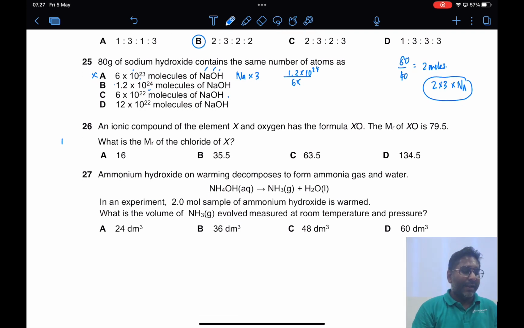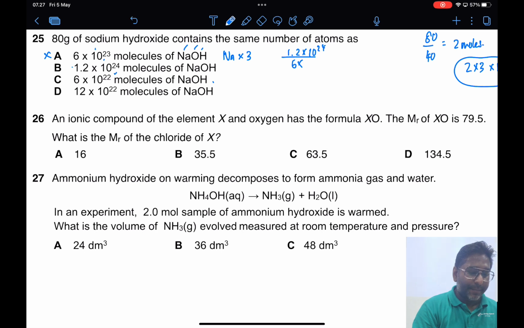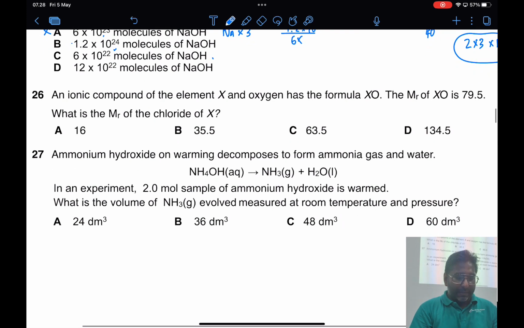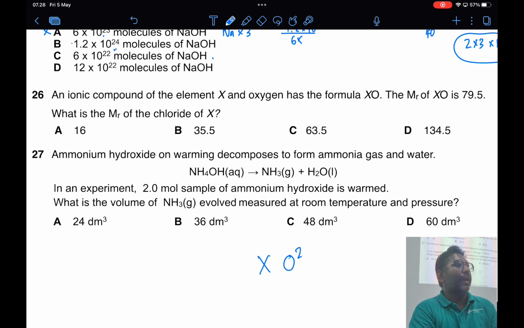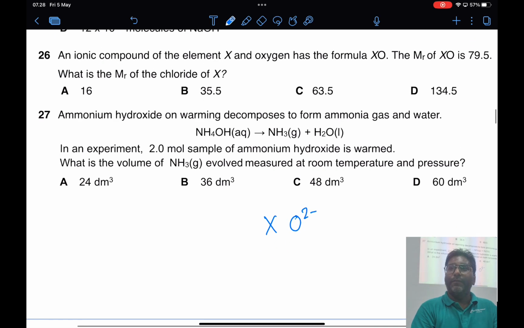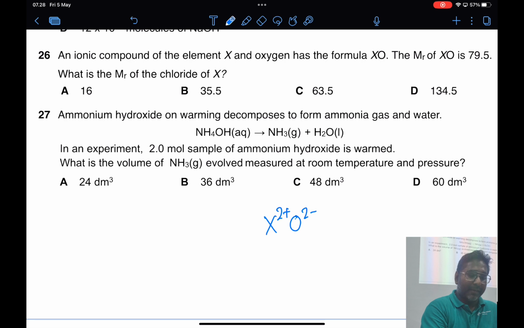Okay, so let's start with question number 26. You see here, an ionic compound of the element X and oxygen has the formula XO. The Mr of XO is 79.5. They are asking what is the Mr of the chloride of X. First of all, we need to know this is an ionic compound. O is 2 minus always. So X will be 2 plus. That's why it's XO. First of all, you need to find out X is X2 plus.